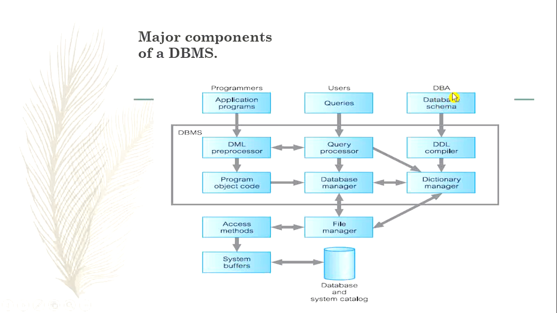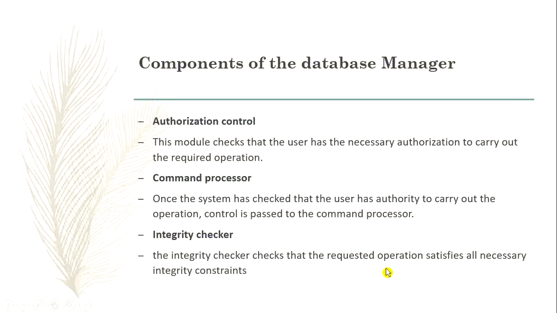The database administrator creates the database schema, and the DDL compiler, because of course when you create the schema, it describes the database, how many tables you are going to include. So all this information is then passed on to Dictionary Manager. Then the application programs, if there is any request to read the data or to update the data, then DML processor will take care of this and it converts that query to the program object code. So these are the major components of database management system.